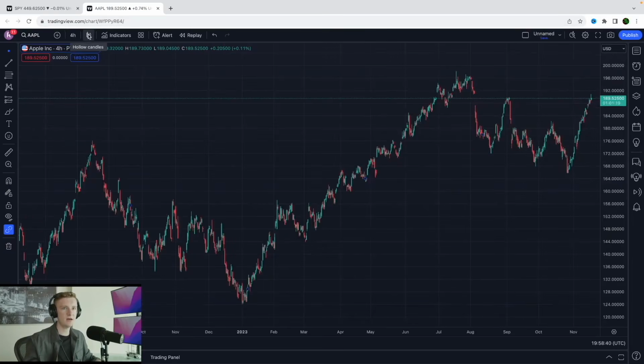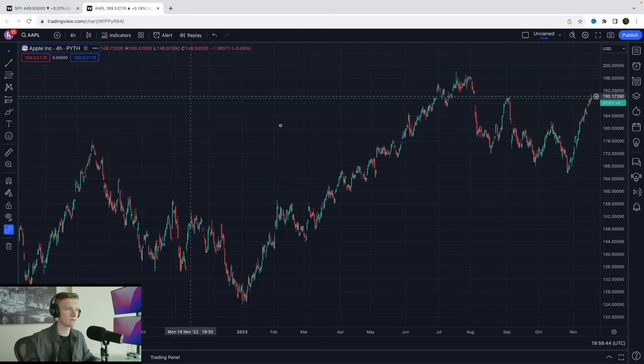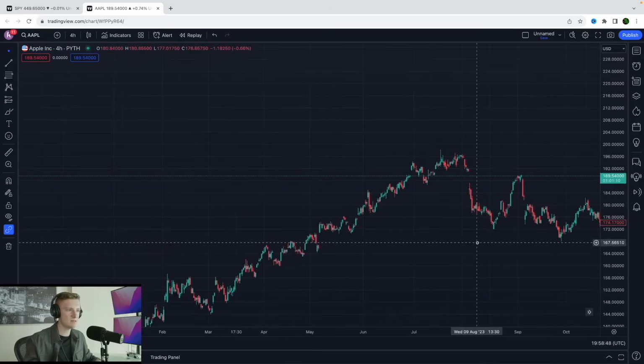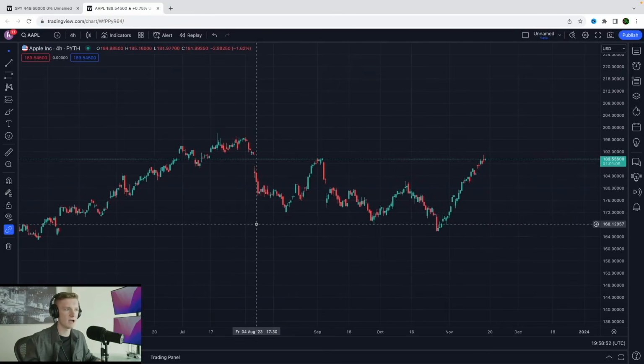Now, if you click here, hollow candles is not the option we want. We just want normal candles. Okay, so there we go. Candles all set. So, TradingView isn't my favorite, but that is still all right. You will still be able to do everything I do on here.